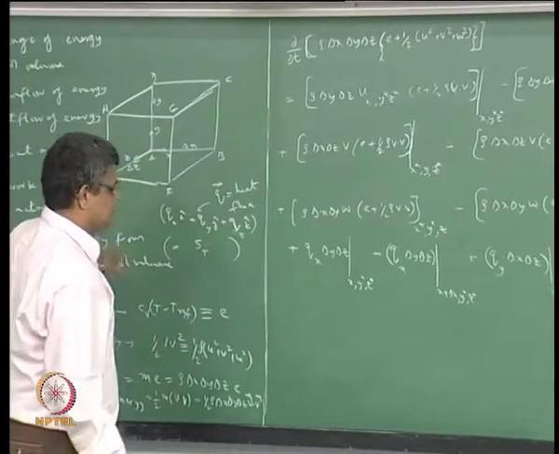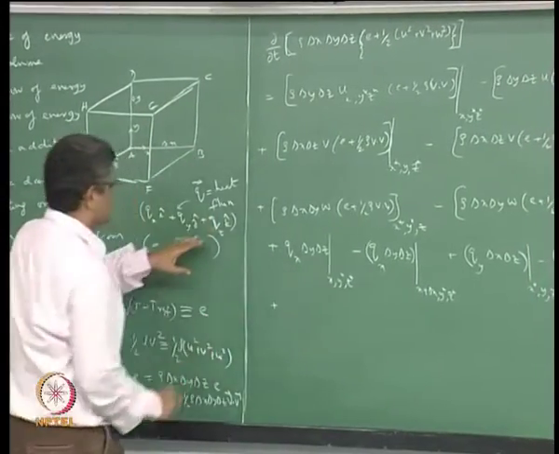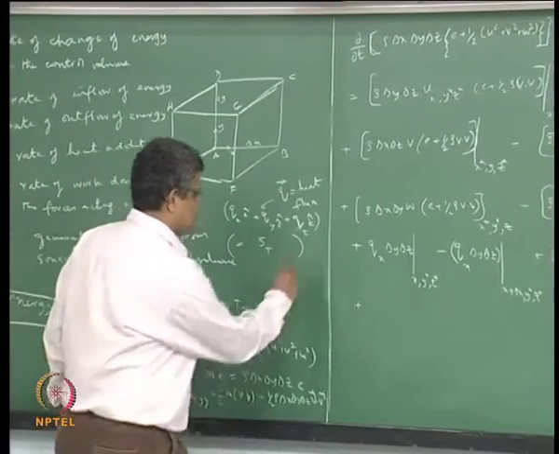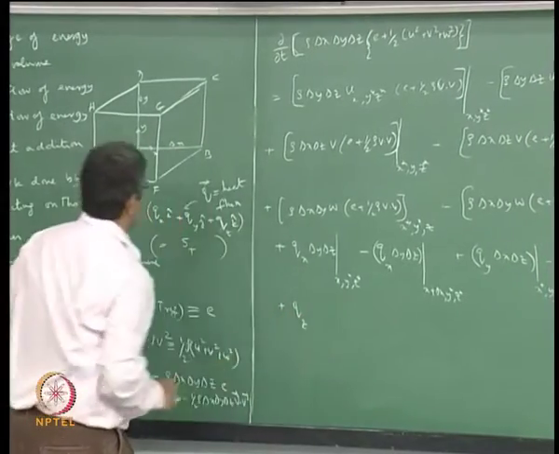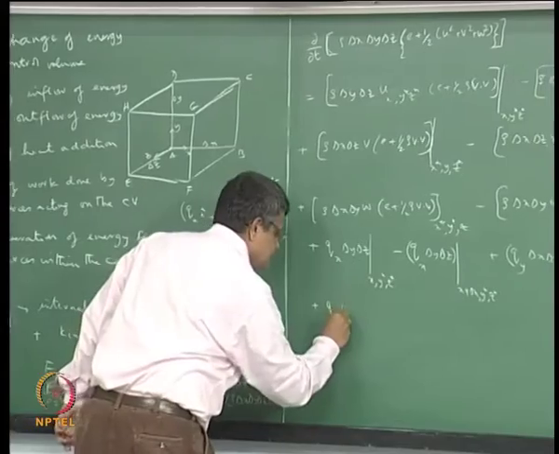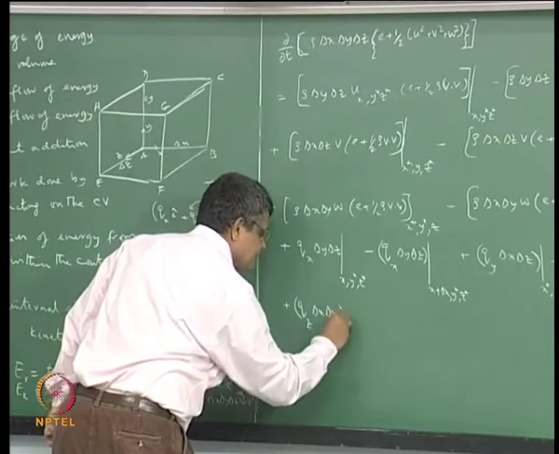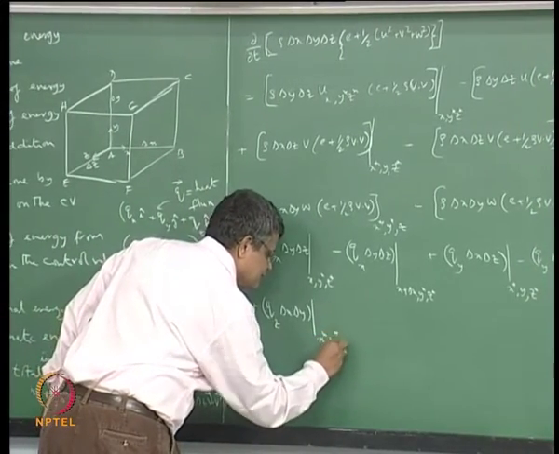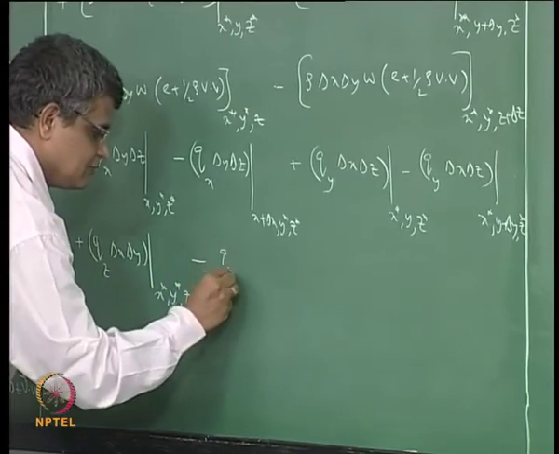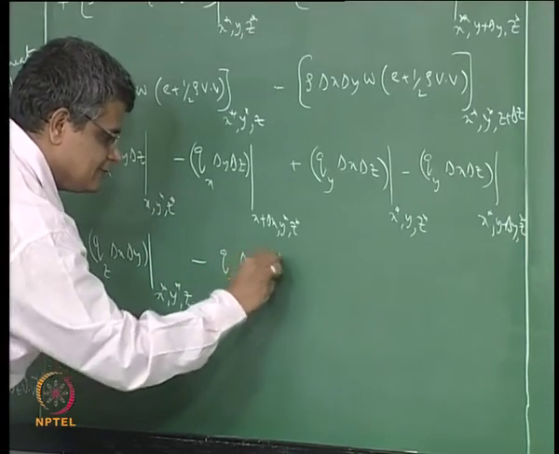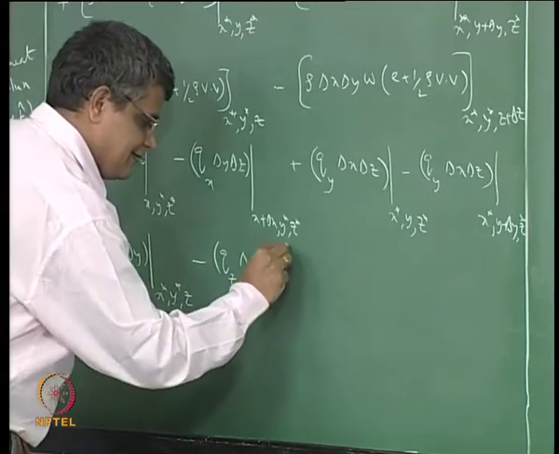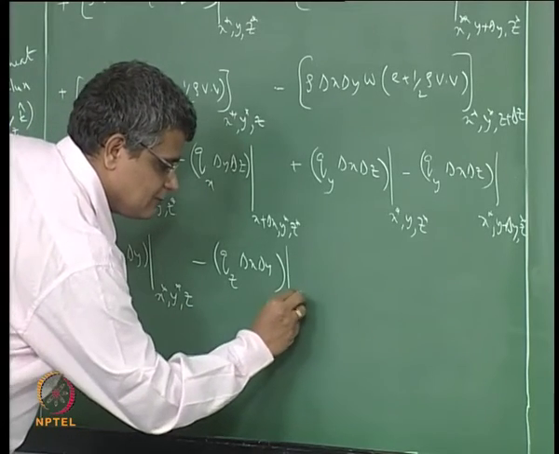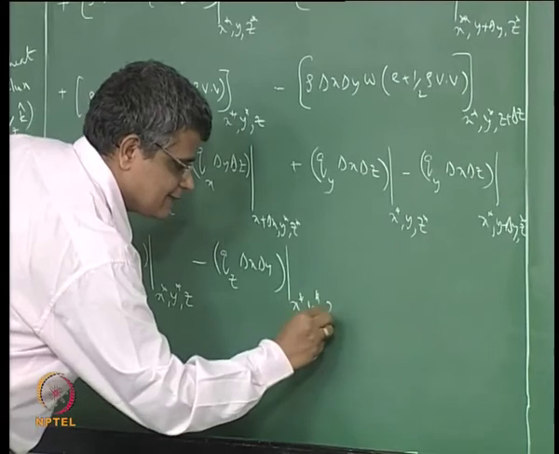Similarly, the back face and the front face. At the back face, the non-zero component of the product of the heat flux vector with the surface area vector will be Qz times the cross sectional area, which is delta x delta y. This is the heat that is coming in, and this is evaluated at x star, y star, z, minus Qz delta x delta y, and this is the heat flux that is leaving through the front face, evaluated at x star, y star, z plus delta z.